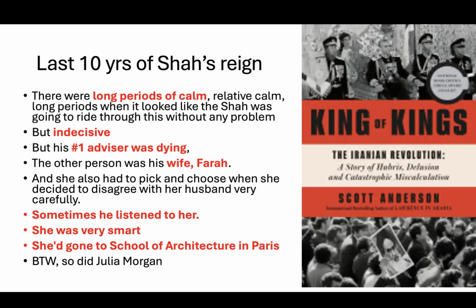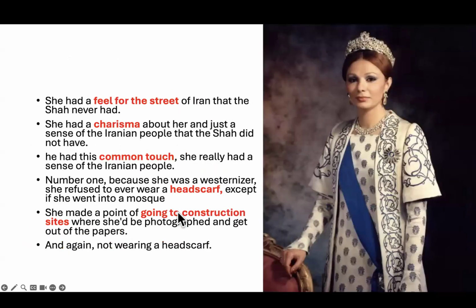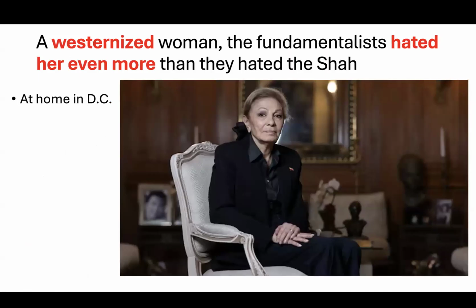His wife, Farah, his third wife, she actually was the one, even though she was hated by religious Muslims, she had a sense of what was going on in the street. She had what we would call the common touch, and she would go out because she had a degree in architecture. She would go out to construction sites and talk to workers. And she tried to tell the Shah. Sometimes he would listen to her, but most of the time he wouldn't. She refused to wear the headscarf except when she went into a mosque. And this is her then, and this is her now.